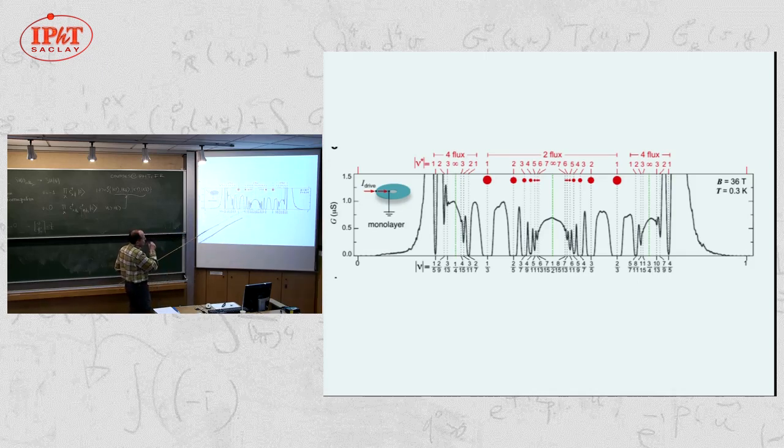And you see also that there is very nice evidence for the associated series in which you associate 4 flux tubes per electron. So you should expect to see fractions corresponding to filling factors p over 4p plus 1 and p over 4p minus 1, and their particle-hole symmetric partner. And you see that this is also very clearly seen in these samples.